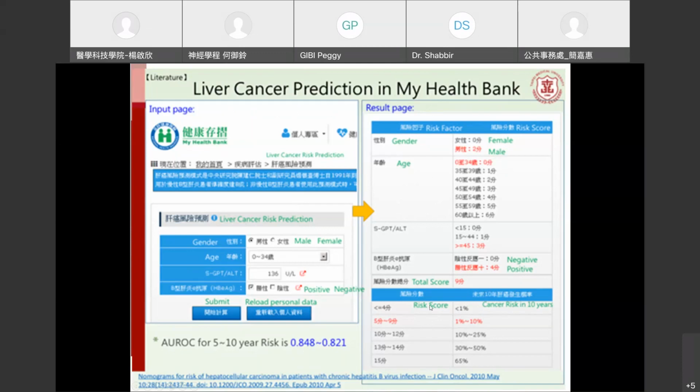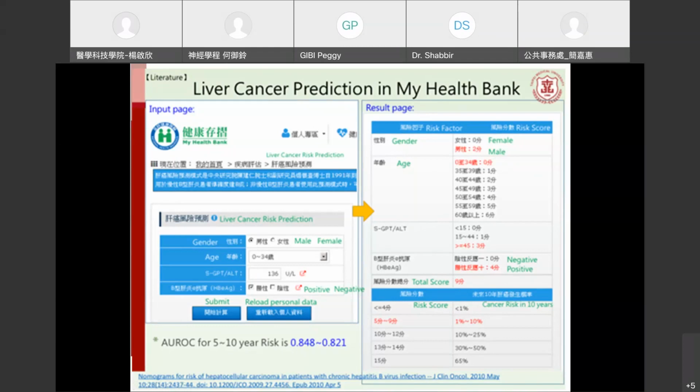So if someone has cirrhosis, if the age is more elderly, and they have alcohol use or cirrhosis or hepatitis, then the risk of developing hepatocellular cancer will be much higher. That's how you can see your own risk of getting cancer.